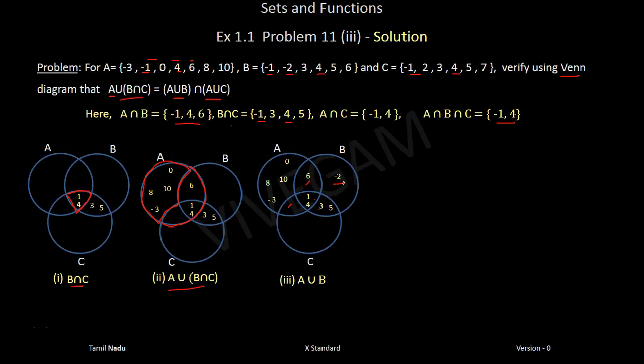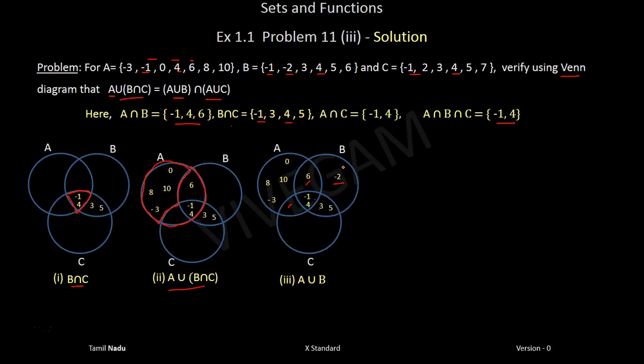This is the area. So as I said, the shortcut is to copy A as it is, A intersection B as it is, and B intersection C is also there, so that also you can copy. A intersection B also you can copy.